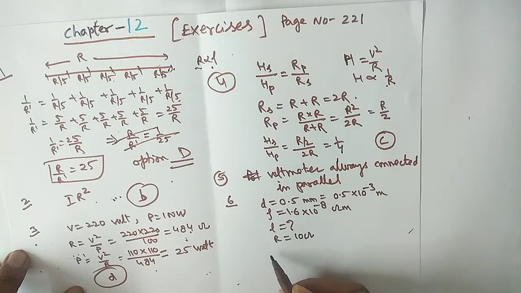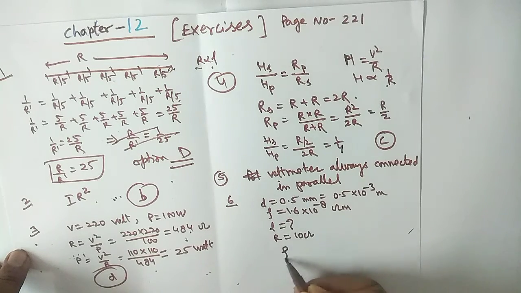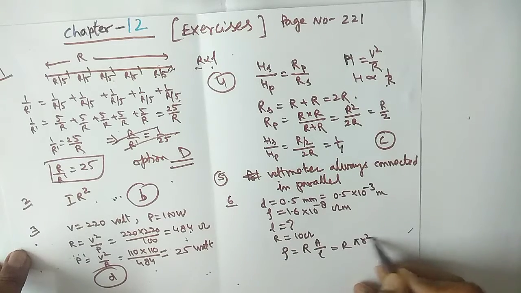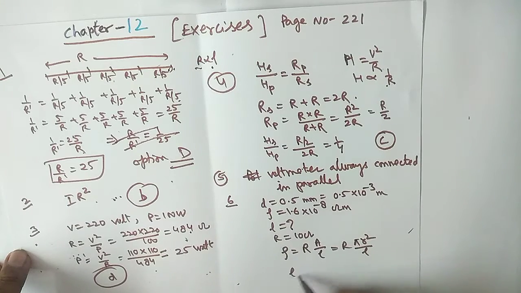So in this case, use the formula of the resistivity. Resistivity rho is equal to R A by L, or R pi r square upon L. So L is equal to R pi r square upon rho.